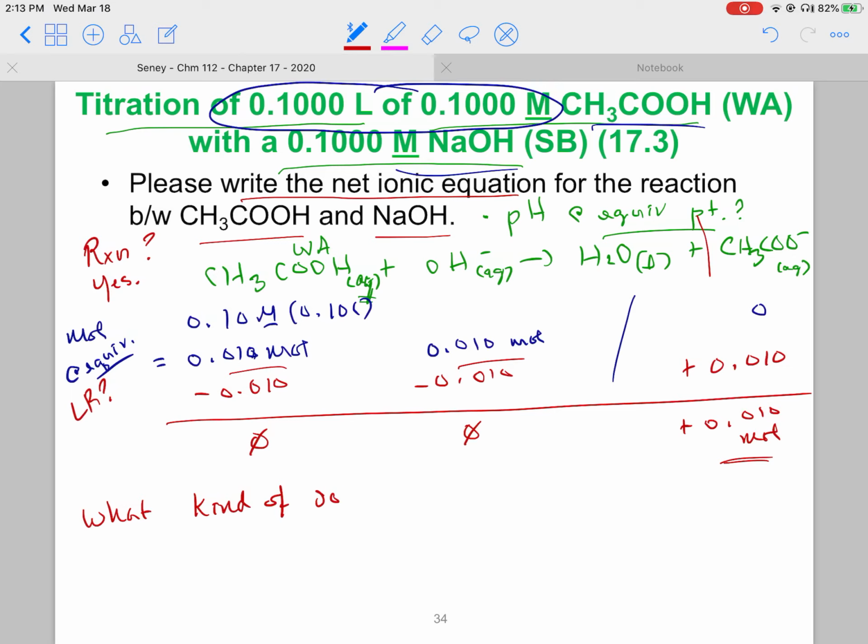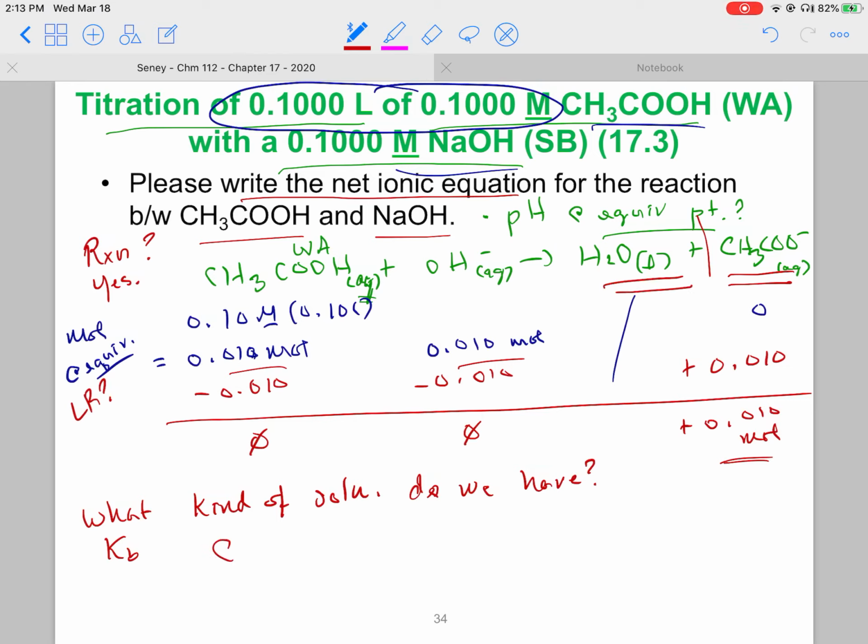So you can see there's somewhat of a pattern in some of this. What kind of solution do we have? And so, do we have a buffer? No. Do we have a Ka? That means we'd have a weak acid in water. Nope. Do we have a Kb? So if we had a Kb, that means we have a weak base in water. So we have a weak base in water.